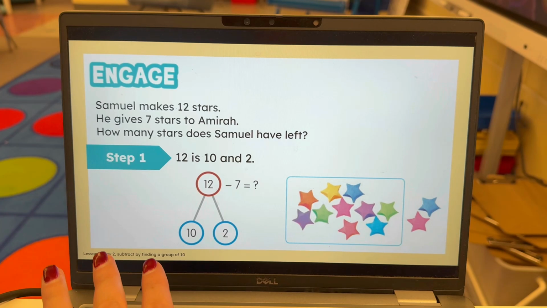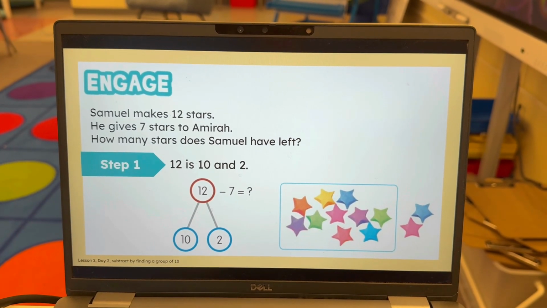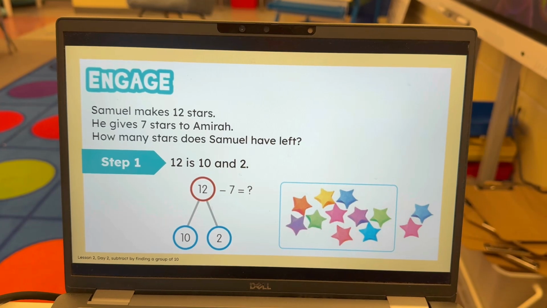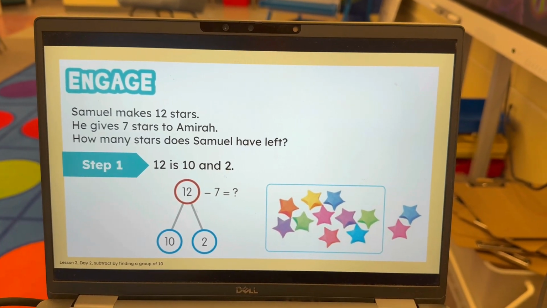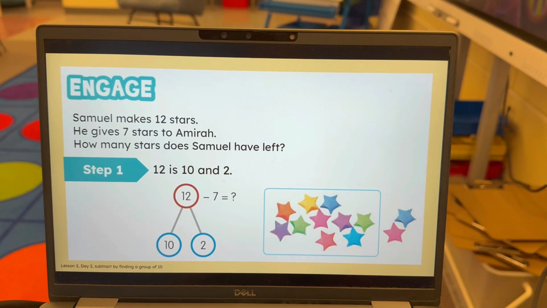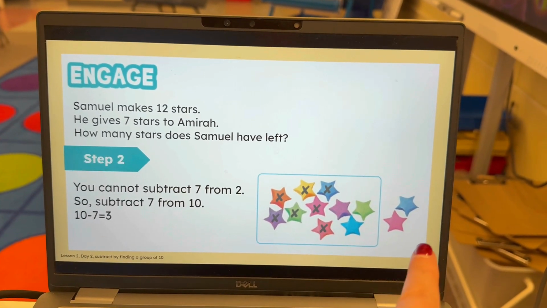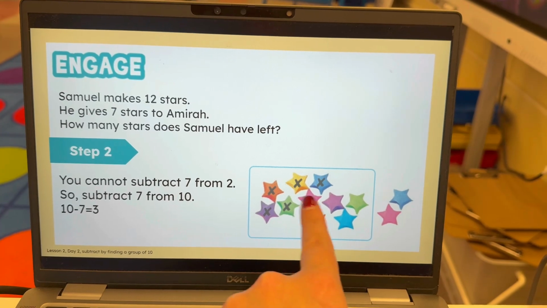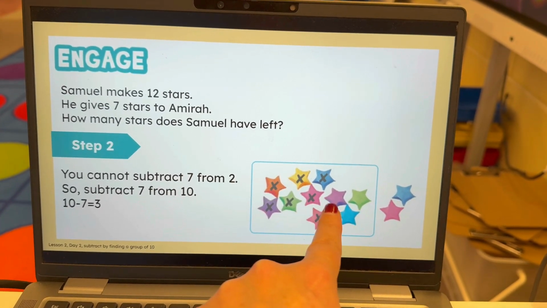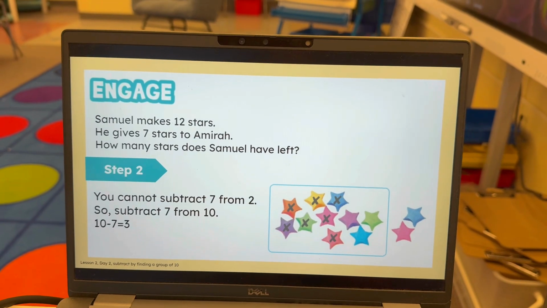Then we talked this problem through, and I did this with cubes to kind of show them. So Samuel makes 12 stars and he gives 7 to Amira. How many does he have left? I could quickly group these into 10 and 2, and I do this with cubes. And then I say, okay, well, I cannot subtract 7 from these 2 over here, but I can subtract it from the 10. So on the board, it showed us cross out, but in my group, I would actually take away the 7 cubes.